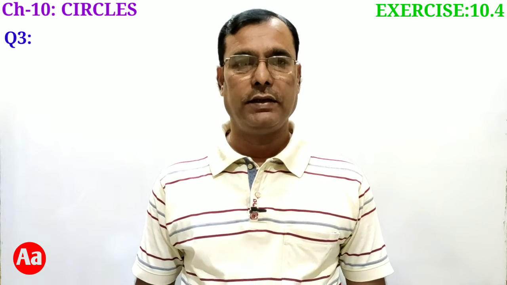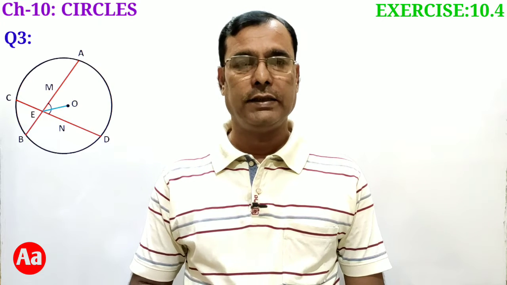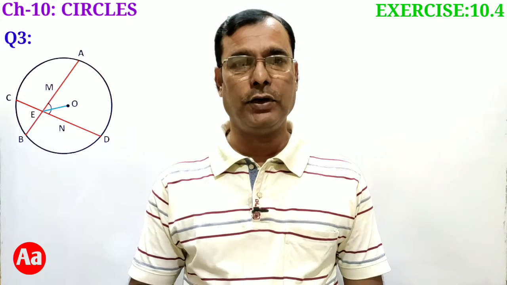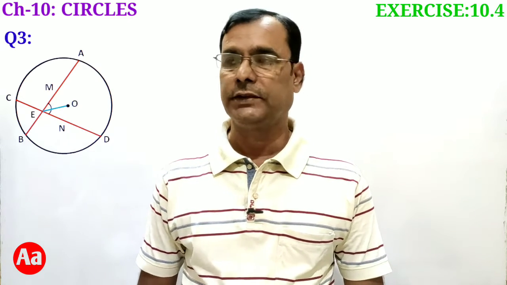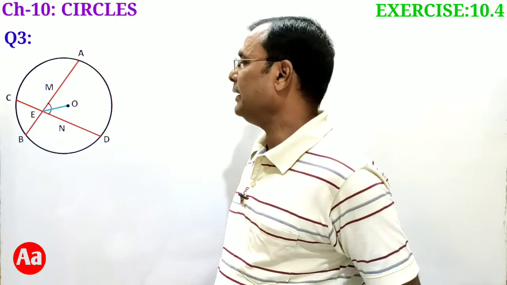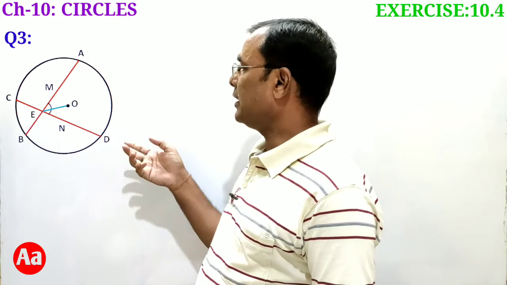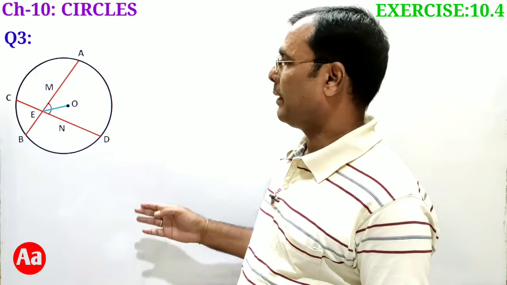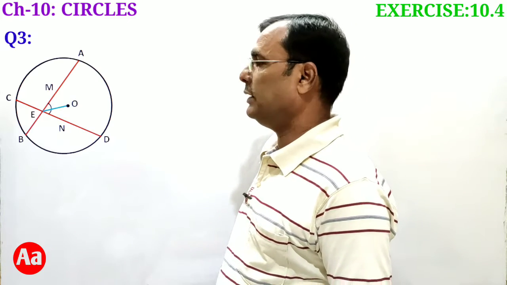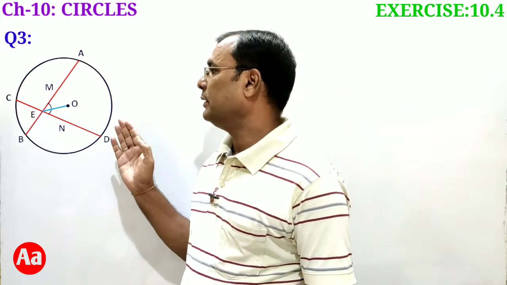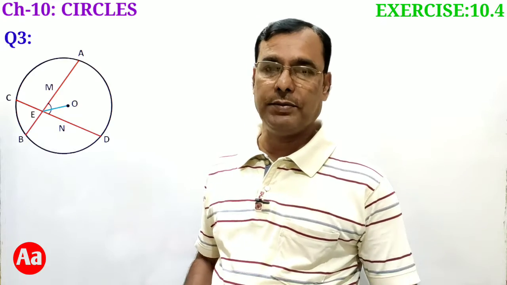Question number 3. If two equal chords of a circle intersect within the circle, prove that the line joining the point of intersection to the center makes equal angles with the chords. Here in this figure, AB and CD are two equal chords intersecting within the circle at point E. Point of intersection E is joined to the center of the circle O, and we are going to prove that this EO makes equal angles with the chords AB and CD.